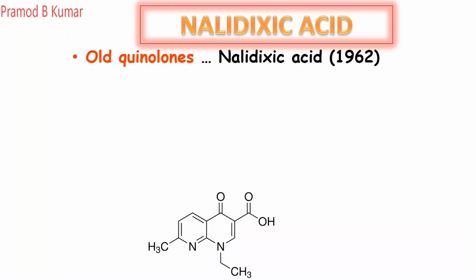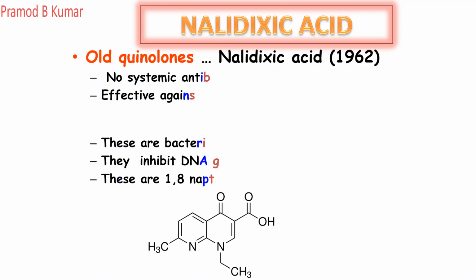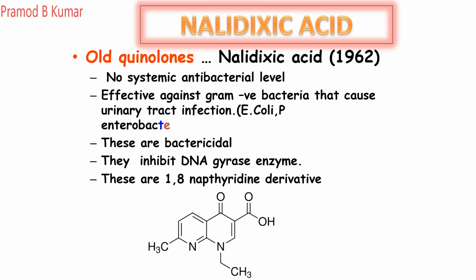NALIDIXIC acid is an example of a 1,8-naphthyridine derivative. It contains an ethyl substitution at the first position, and the 7th position contains a methyl group. It's not an example of a fluoroquinolone. It is a simple quinolone derivative which contains a carboxylic group at the 3rd position and the carbonyl group at the 4th position, and a methyl at the 7th position, and the carbon at the 8th position is replaced by a nitrogen.